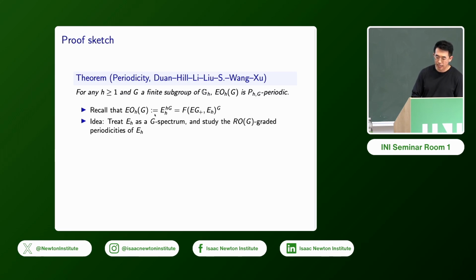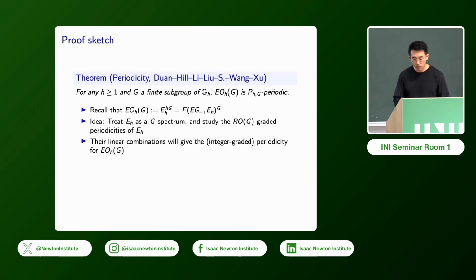So the idea is that EH, I should treat EH as a G spectrum and study the RO(G)-graded periodicities of EH. The reason for doing that is I get more grading, and the more grading gives me much more information about the RO(G)-graded periodicity of EH. And the periodicity I want for the EO theories is actually a linear combination of the RO(G)-graded periodicities. So the linear combination of the RO(G)-graded periodicities will give the integer graded periodicities for the EO theories.